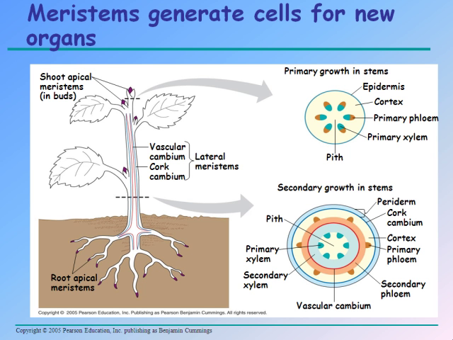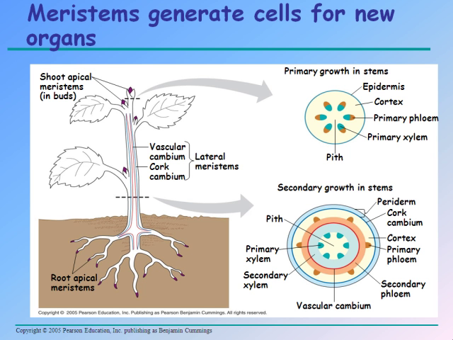Okay, so here are apical meristems, vascular cambium, and then here, cork cambium, lateral meristems. Here are root apical meristems. So here's top and bottom, primary growth. This is secondary growth. So primary growth in stems, you have the epidermis, the cortex, metabolic function, primary phloem, primary xylem, and the pith. So this is at the top, okay, new growth. This is older growth down here.